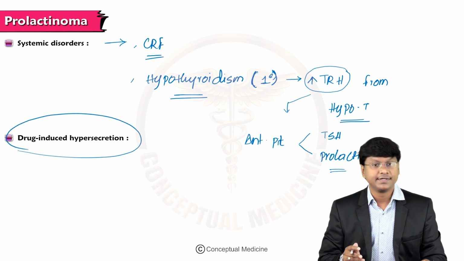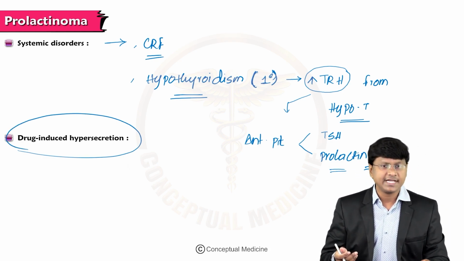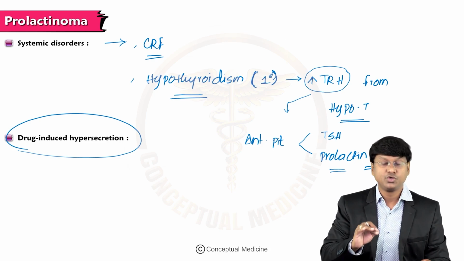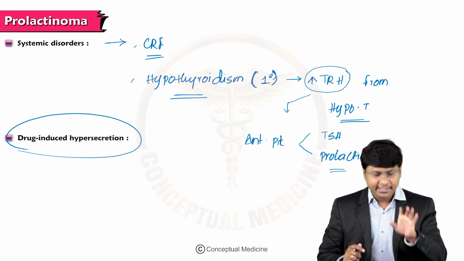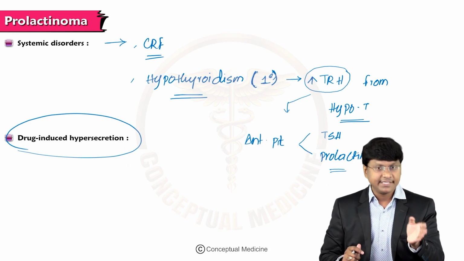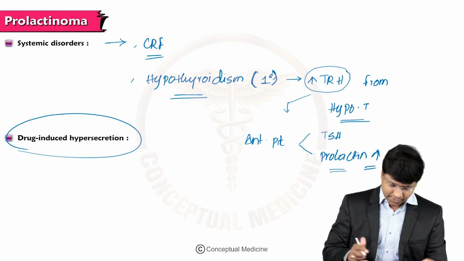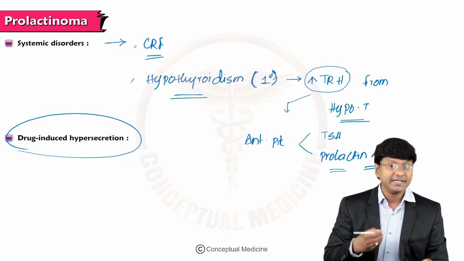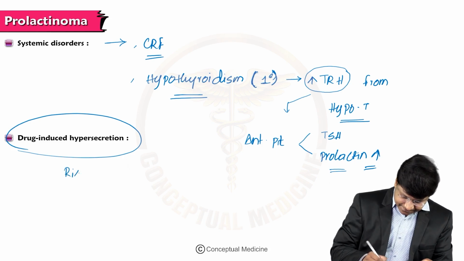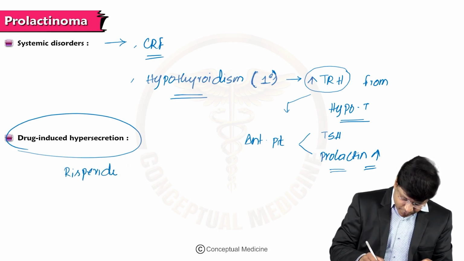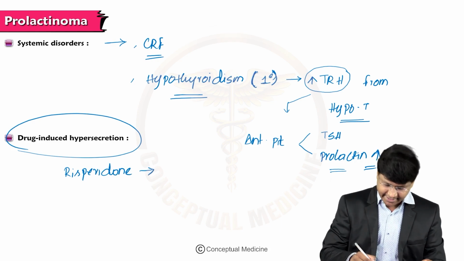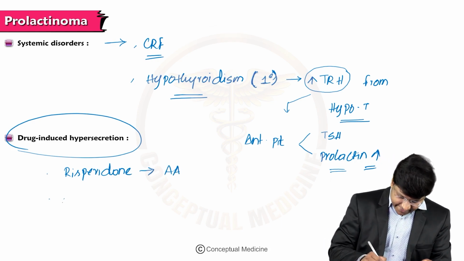Next, coming to the drugs causing hyperprolactinemia. See, drugs causing hyperprolactinemia mainly are dopamine antagonists or dopamine receptor blockers, because if dopamine is there, the prolactin levels will be suppressed. But if dopamine action is not there, then there will be hyperprolactinemia. So what are those particular dopamine antagonists or dopamine receptor blockers? The drugs include risperidone. Risperidone, please remember, is an atypical antipsychotic. Then we have metoclopramide.